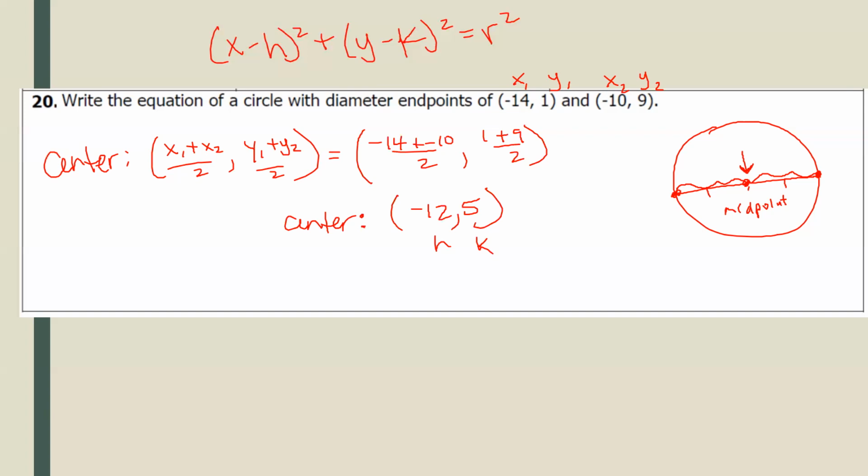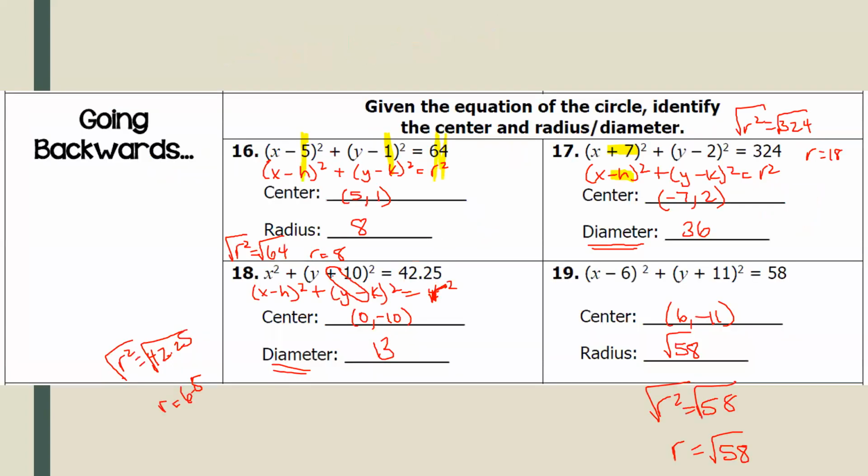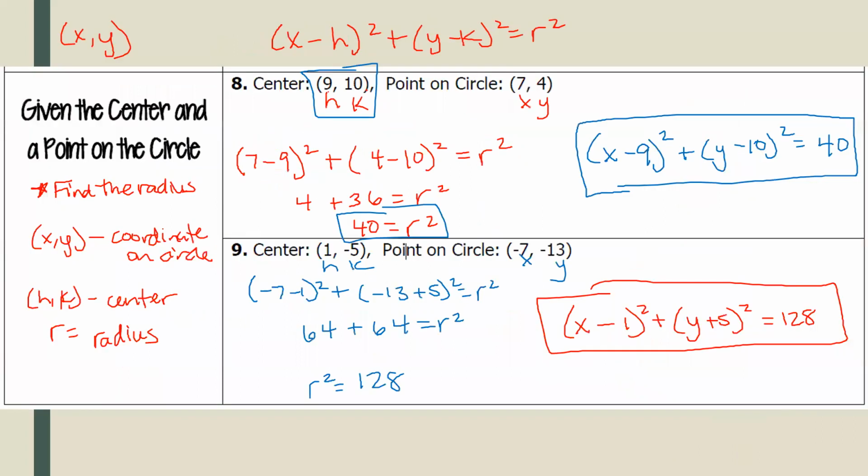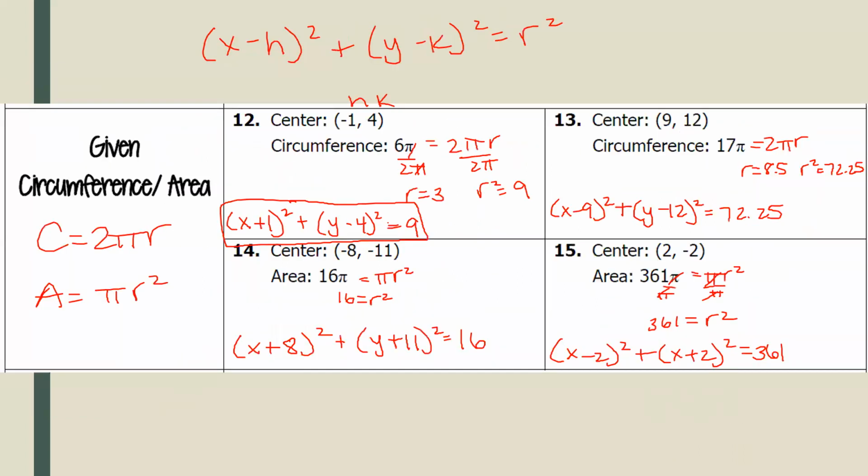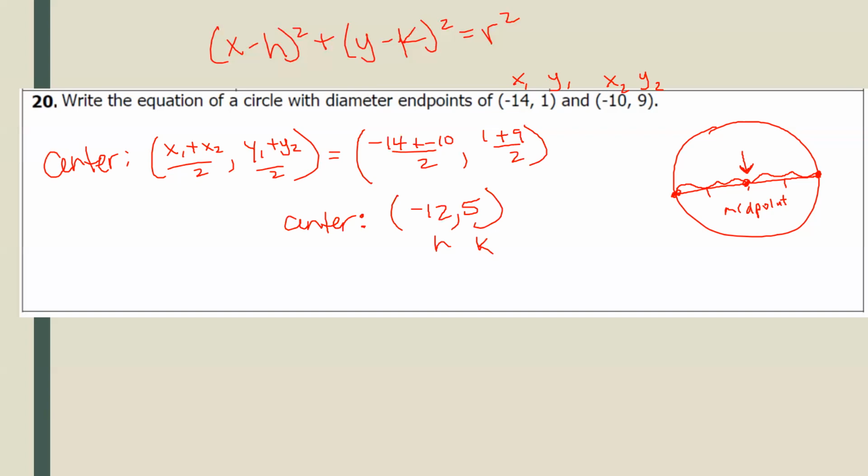So now this problem has become just like these problems were. Now we know the center, and we actually know 2 points on the circle. You can pick whichever point you want. Let's pick the first point. You could have picked the other one, it doesn't matter. Pick 1 point, you've got your center. Now we have what we need to find the radius.